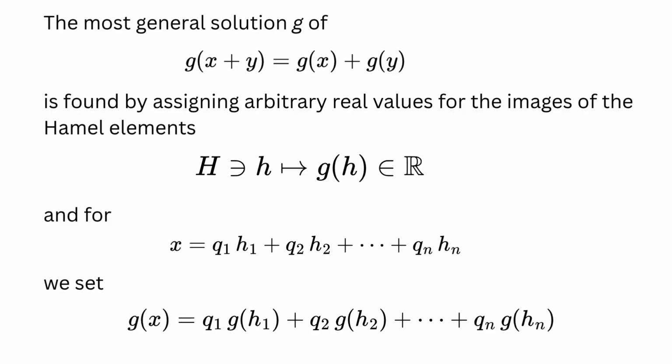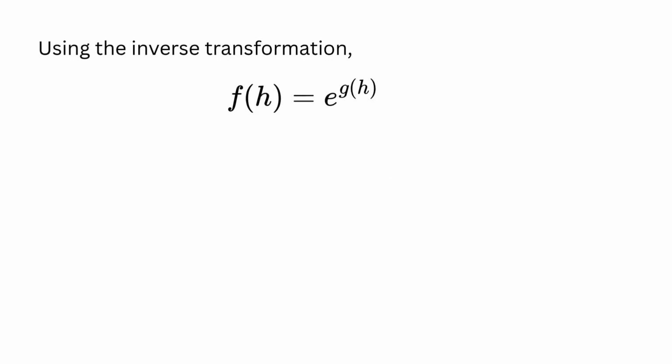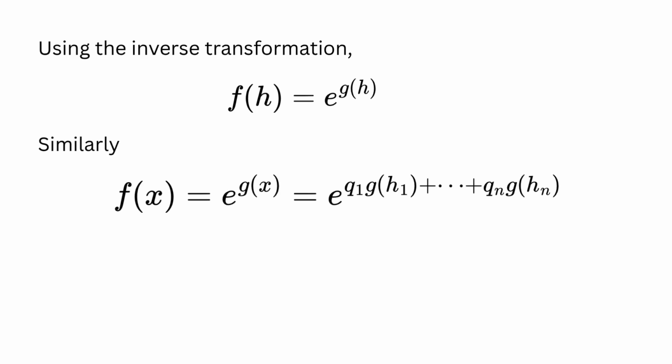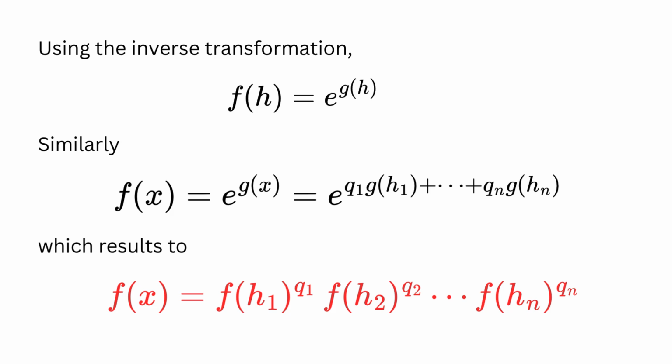Using the inverse transformation, we see that the value of f at the element h of the Hamel basis is given by the power e to the g of h. This means that values of f at the elements of the Hamel basis are arbitrary and positive. Similarly, f of x equals e to the g of x, which results in the following product of the images of the Hamel basis elements.